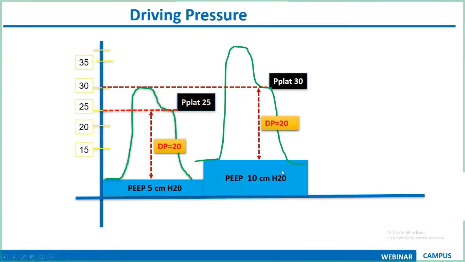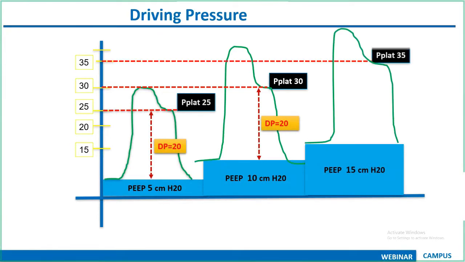So by increasing the PEEP along with the compliance, now we give more concentration on driving pressures. So you don't have to worry much about other pressures. Again, from 10 we are increasing to 15. Now the plateau pressure is 35, but still the driving pressure is 20. Okay, our target for driving pressure is 15.